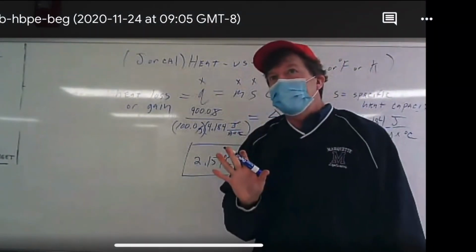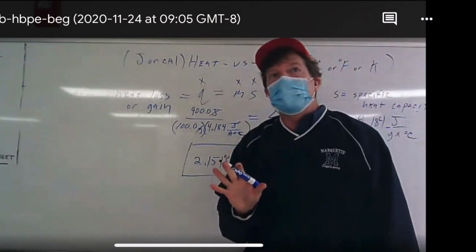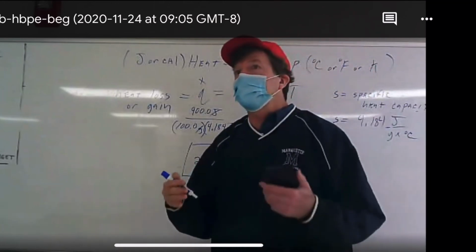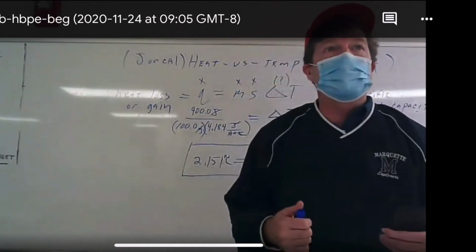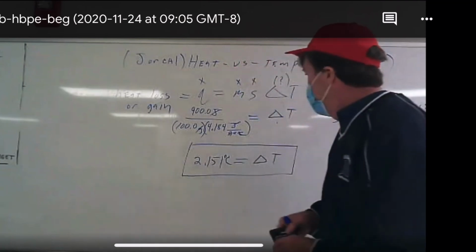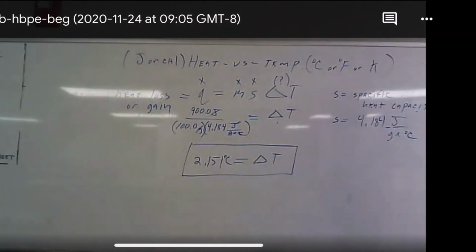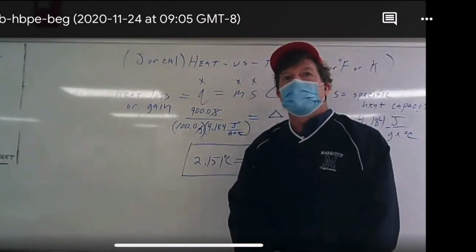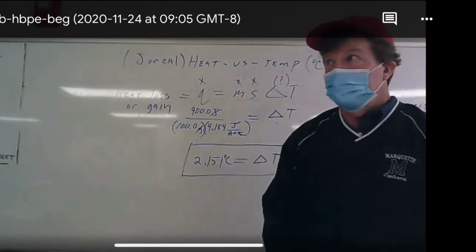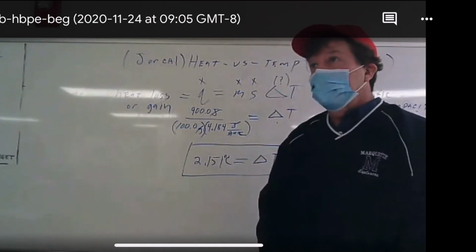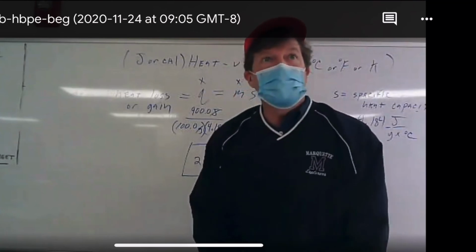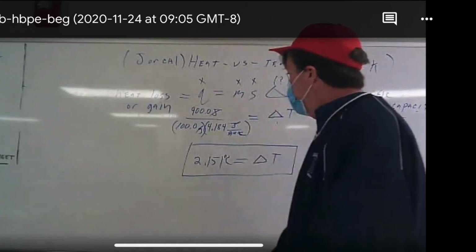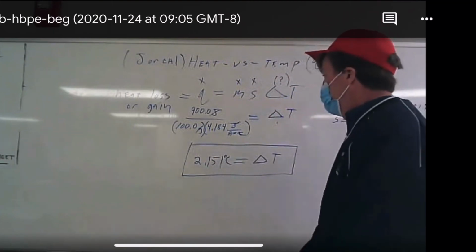Be careful. What if this gave you the original temperature at 20 degrees C? So go ahead, write, what if the original temperature of the water is 20.0 degrees C? What's the final temperature?